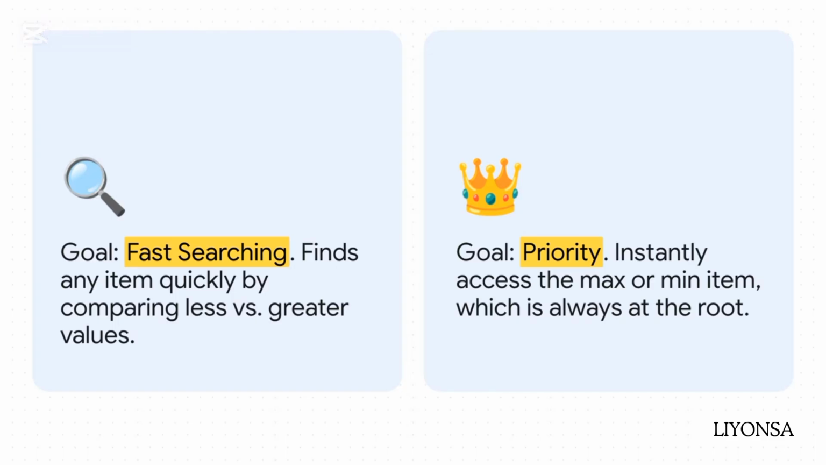And this really highlights why you'd use one over the other. A binary search tree is like a perfectly organized library index. It's designed to help you find any book really fast. A heap, on the other hand, is more like a king of the hill game. Its entire purpose is to make sure the champion, the biggest or smallest item, is always right there on top, ready to go. Think about an emergency room queue where the most critical patient has to be next. That's a perfect job for a heap.